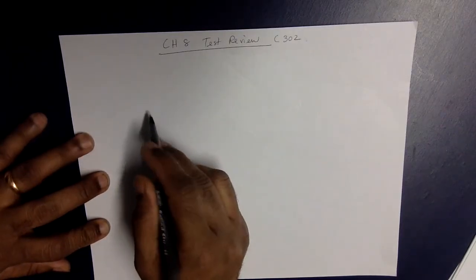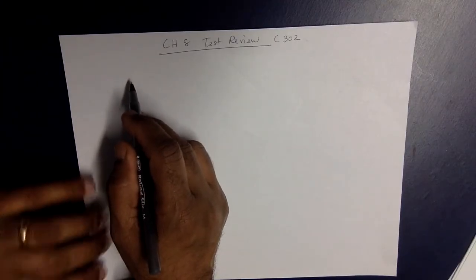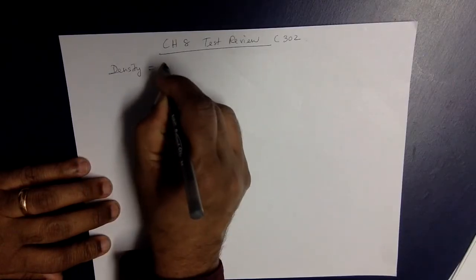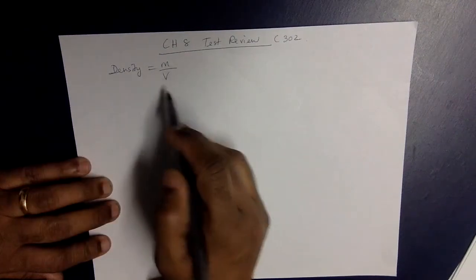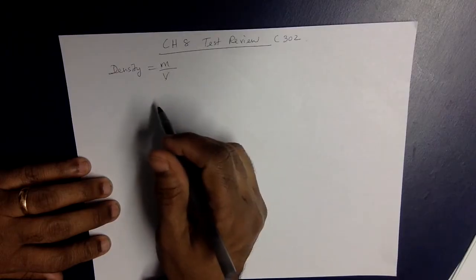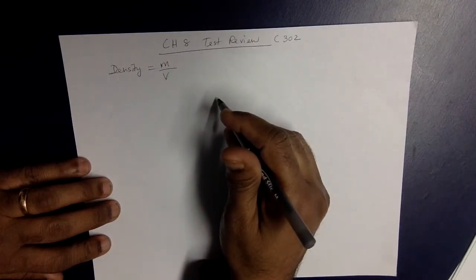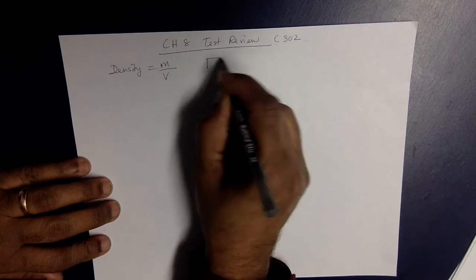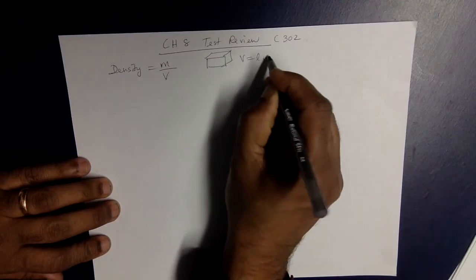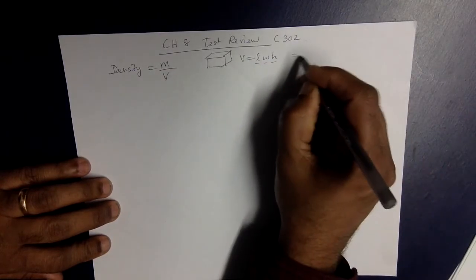Couple of things that you need to be aware of for this particular test are the concept of density. What is density? Density is mass over volume. So if you know the mass of an object and if you know the volume, you can find the density. Now the volume sometimes could be given in terms of dimensions. So if you have a block like that, then volume is length times width times height, and make sure that all these are in meters, and then you'll get the volume in meter cube.